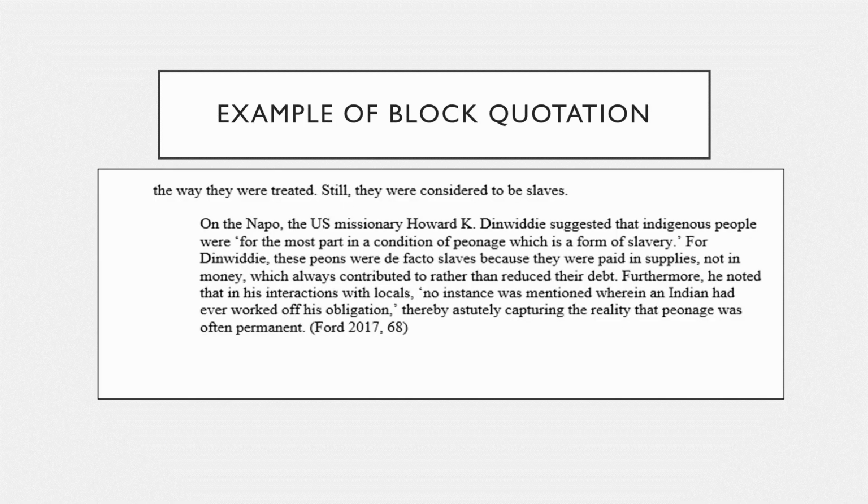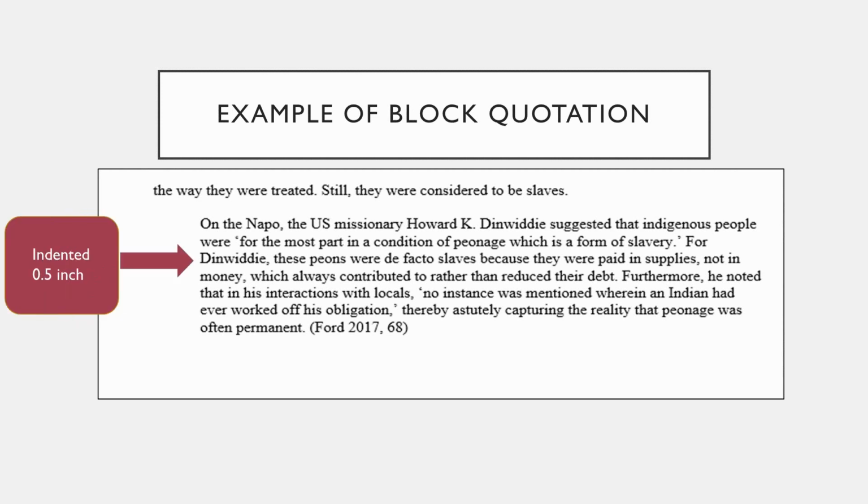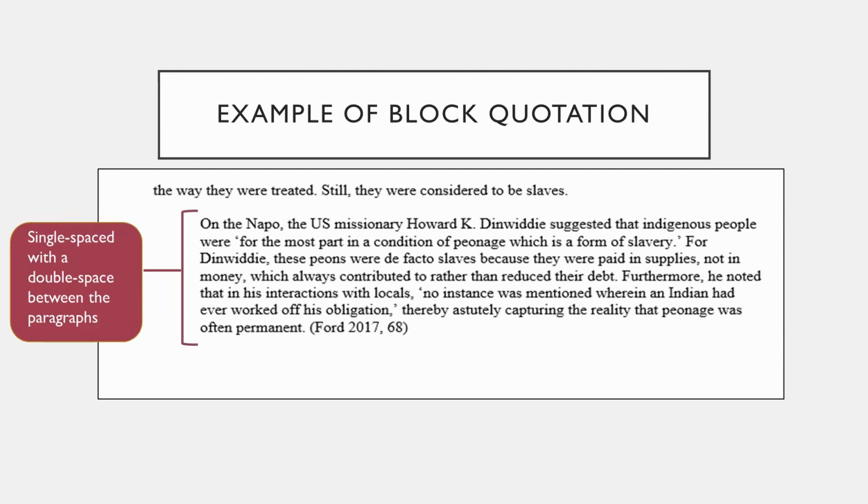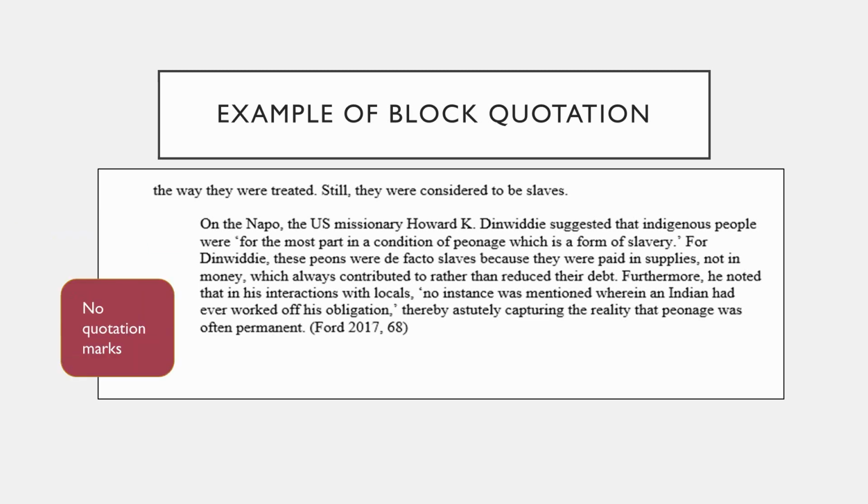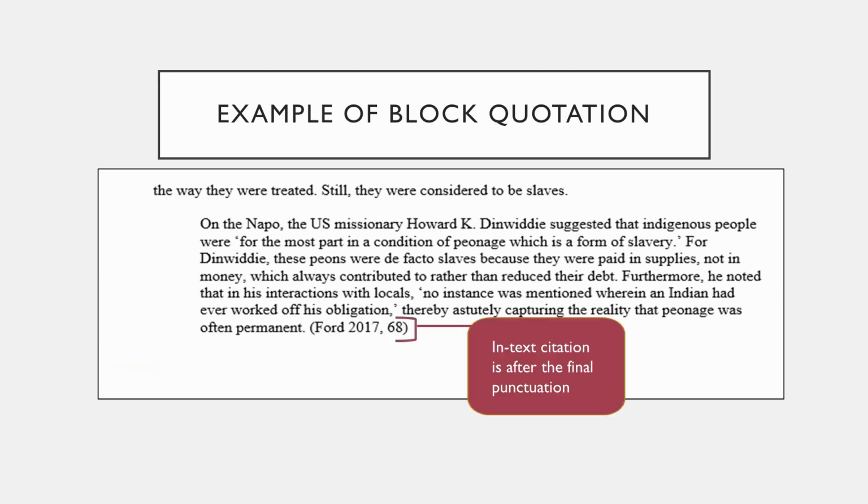This is an example of how a correctly formatted block quotation should look in your paper. The quote consists of 5 lines or more of text, is indented 1/2 inch from the left margin, is single-spaced with a double space between the paragraphs, and it does not have quotation marks. The unique formatting of the quote tells the reader that it is a quote. Lastly, the parenthetical citation is placed after the final punctuation.